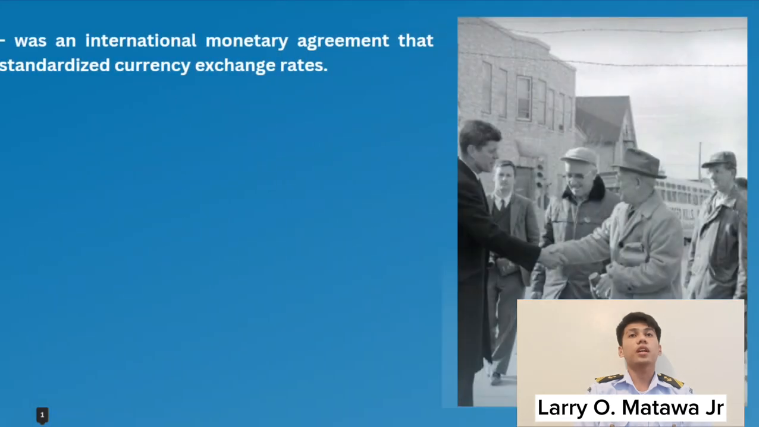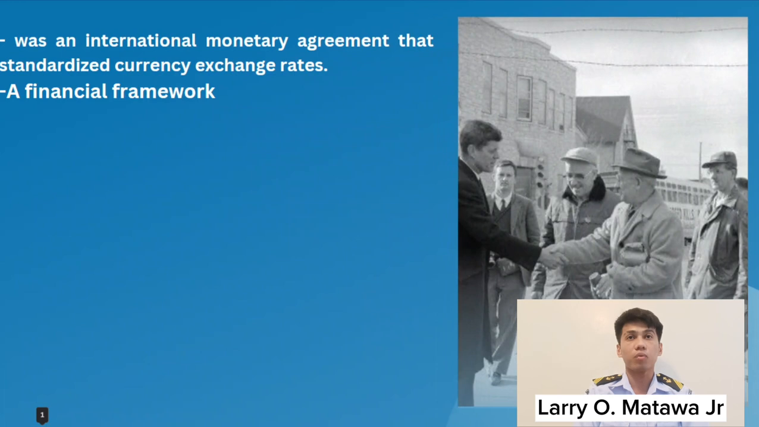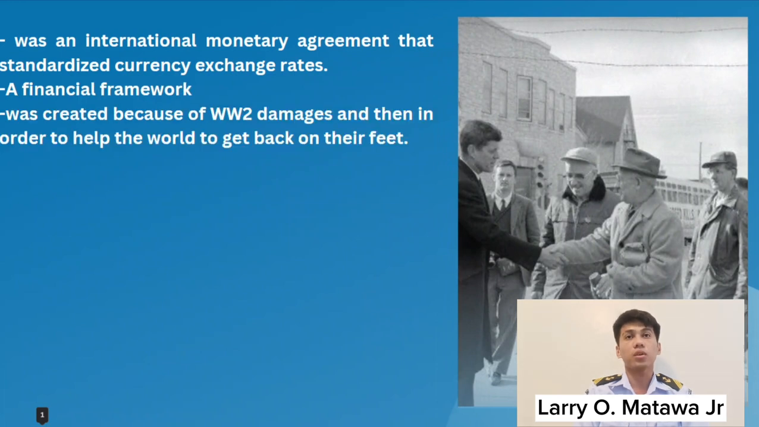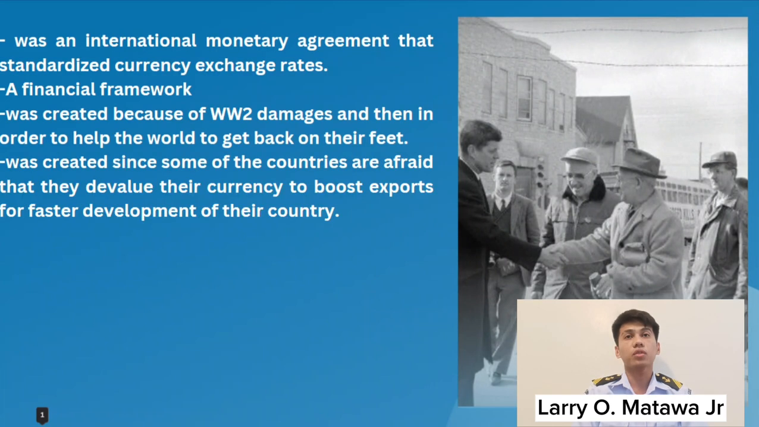So these are the key points of the Bretton Woods system. First, it was an international monetary agreement that standardized currency exchange rates. Second, it is a financial framework. Third, it was created because of World War II damages, in order to help the world get back on their feet. Fourth, it was created since some countries were afraid that others might devalue their currency to boost exports for faster development of their country.